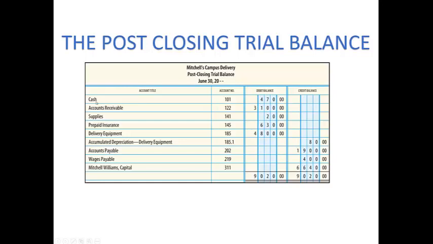Here are our assets from cash to delivery equipment, our 2 liabilities, accounts payable and wages payable, and then our capital. And just make sure that the capital is updated and equals what is reported in the statement of owner's equity. And our debits do equal our credits, so we are ready to start the new fiscal year.